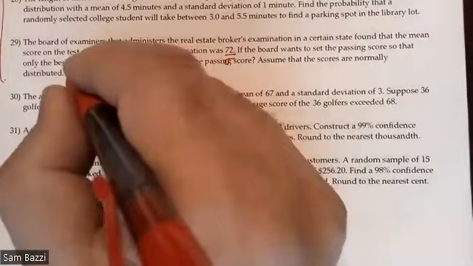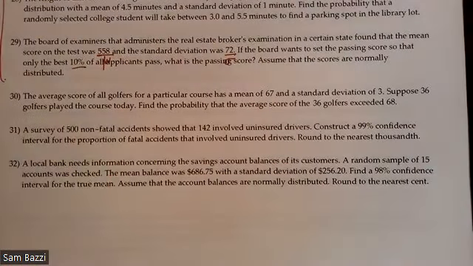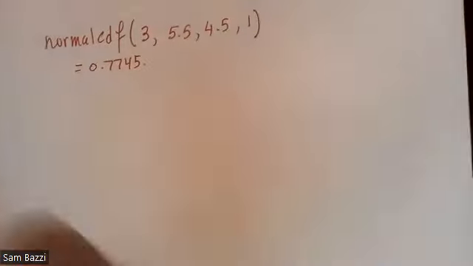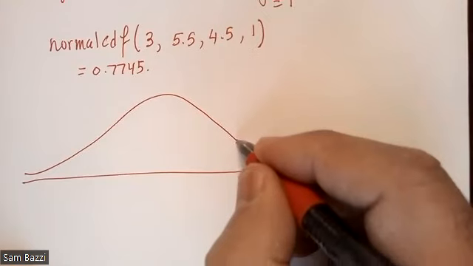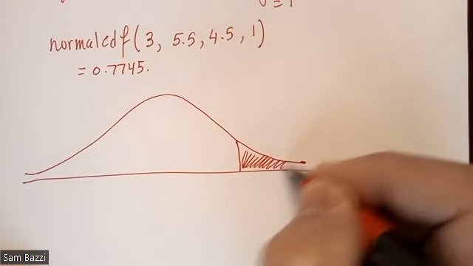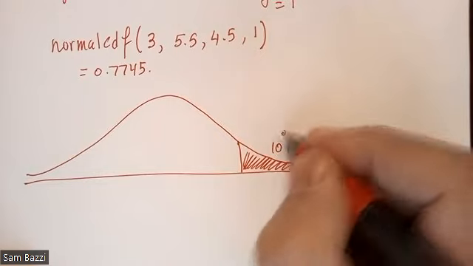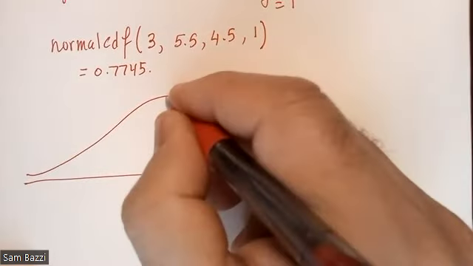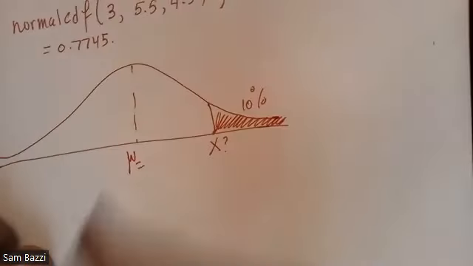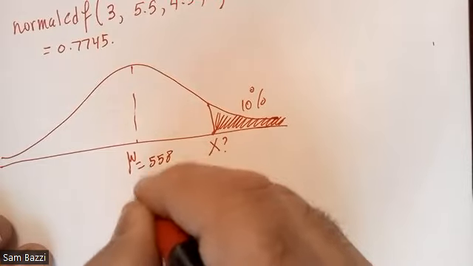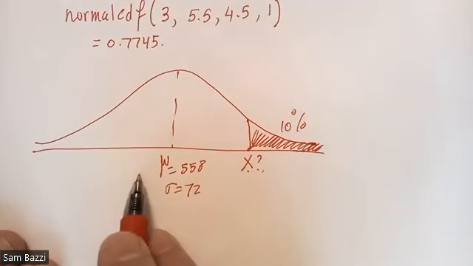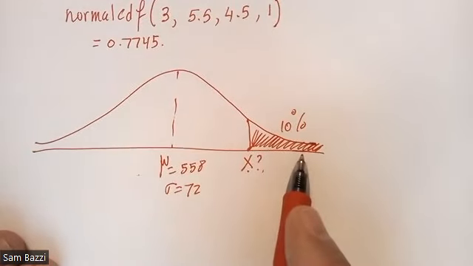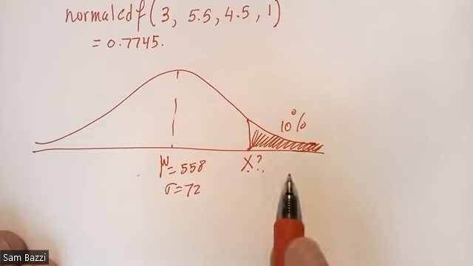Here he gives you the probability and he wants you to work backward and find X. We do this. Top 10%, guys, is going to be on the right. So that's the top 10%, and we need the X value right here. What's the mean? He says 558, and sigma is 72. Definitely the top value has to be more than the mean if you are in the top 10%. If you are top 10%, that means you score higher than the mean.